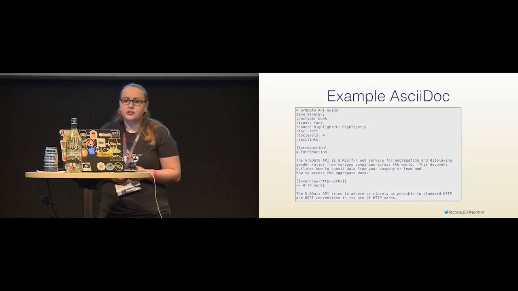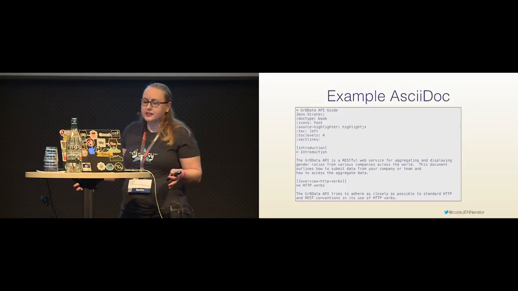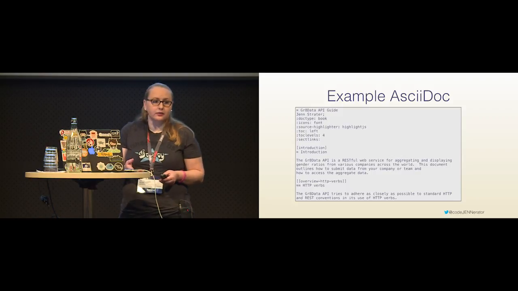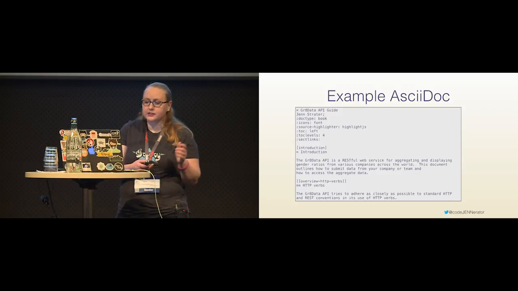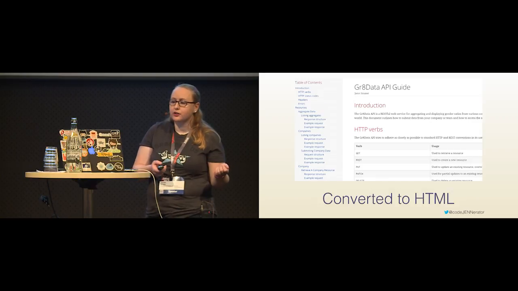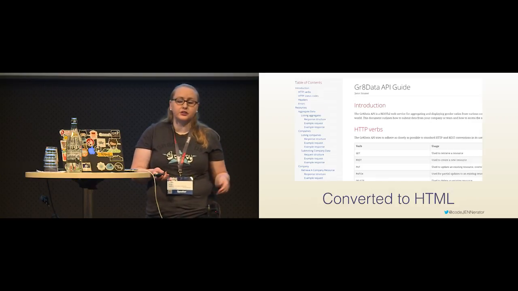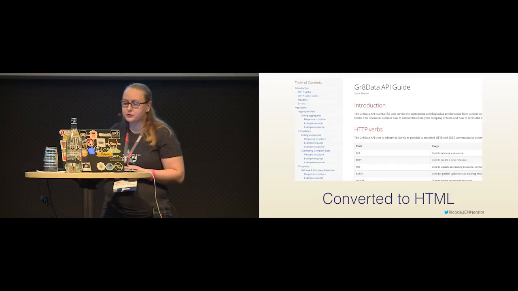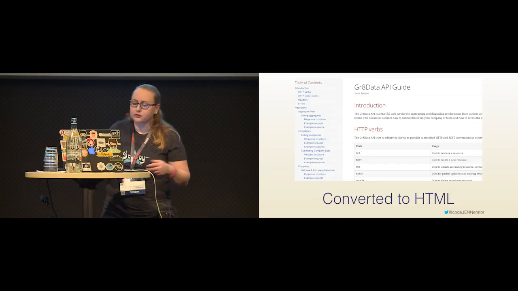Okay. So this is an example of a simple AsciiDoc of another API project that I'm a part of, and what I mean by this is that this file gets converted into a very nicely formatted HTML page, which of course you could do in other formats as well.